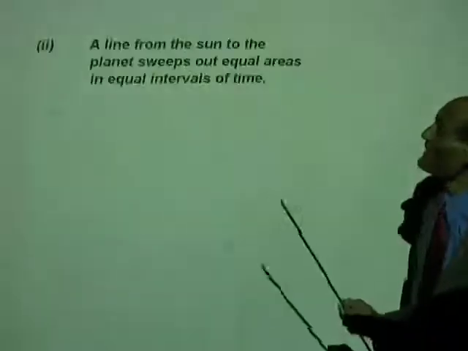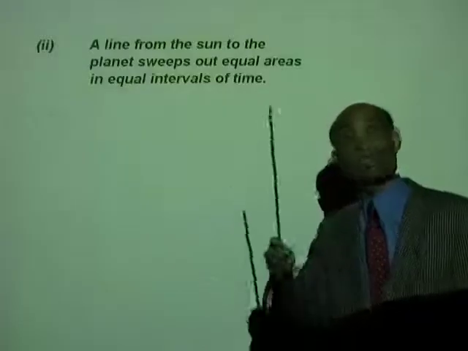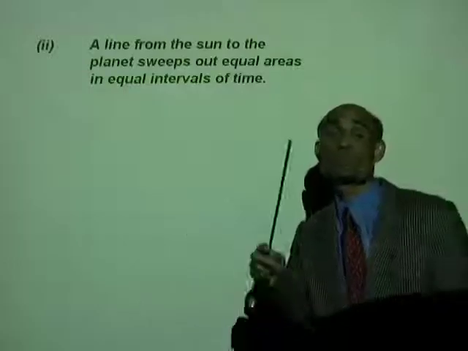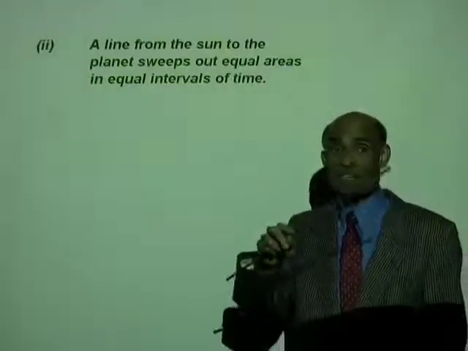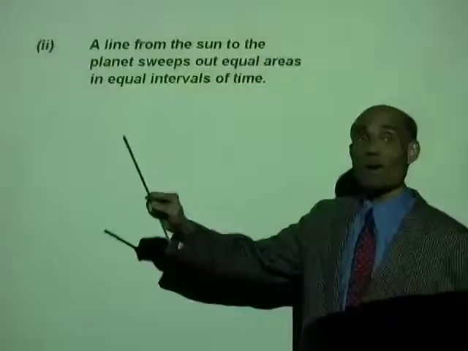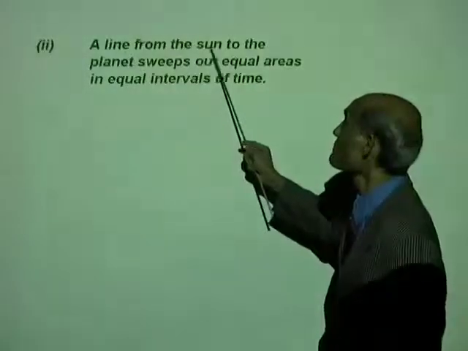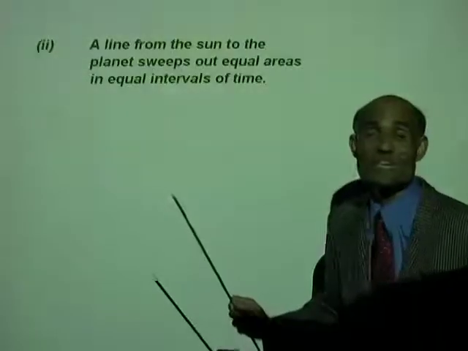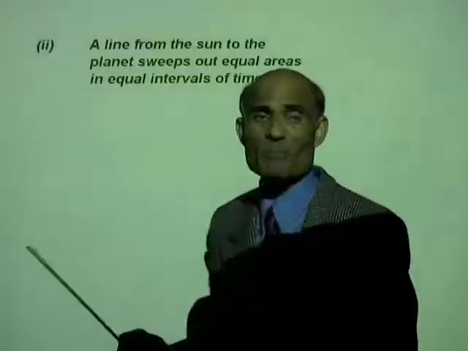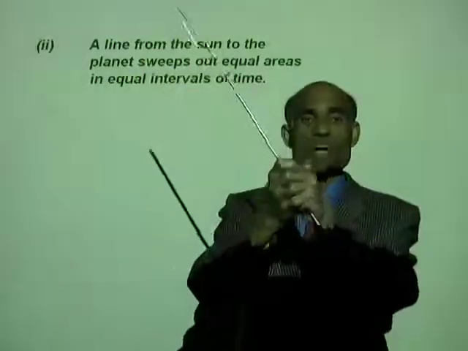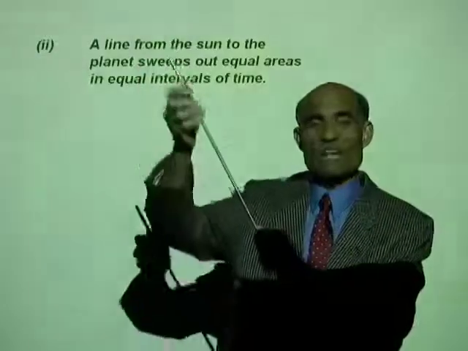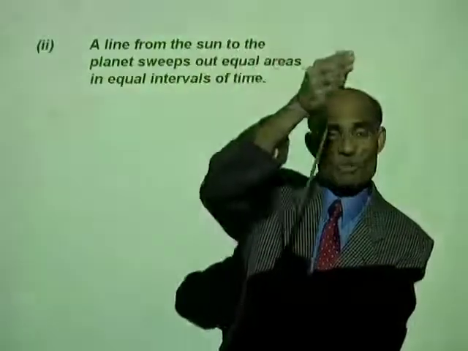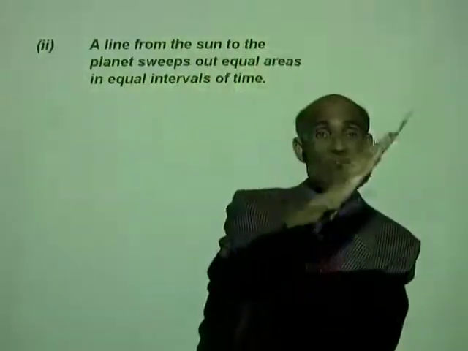Now, what is the second statement? The second statement actually will lead us to that conclusion. Which conclusion? The planet moves faster when it is closer to the sun than when it is farther away. It says a line from the sun to the planet sweeps out equal areas in equal intervals of time. What is the meaning of that? If this is the sun and this is the planet, the line joining the planet to the sun will sweep out. As the planet moves, that line sweeps out areas.